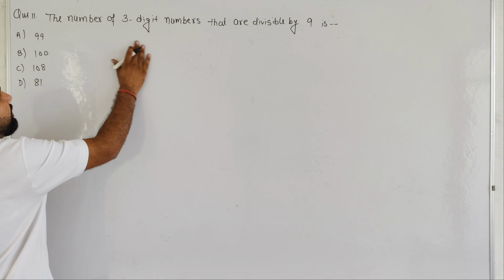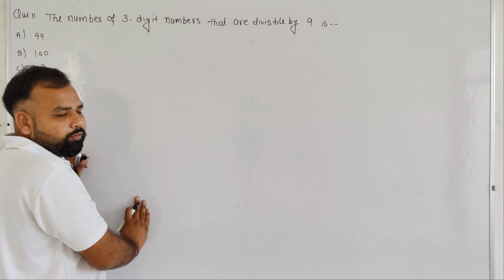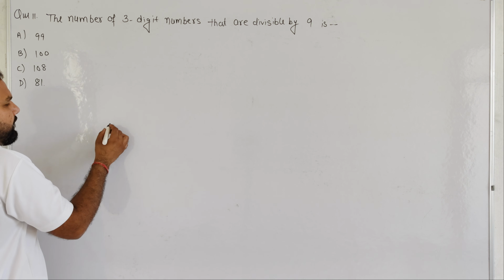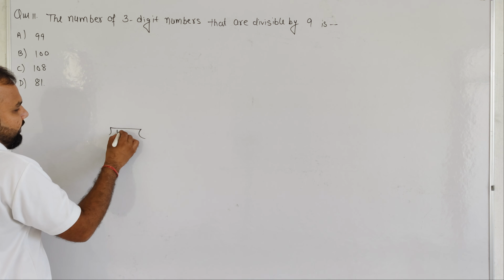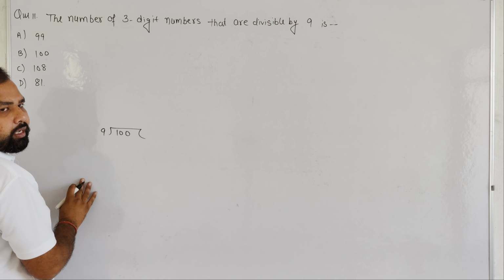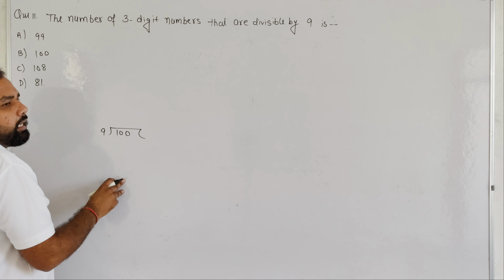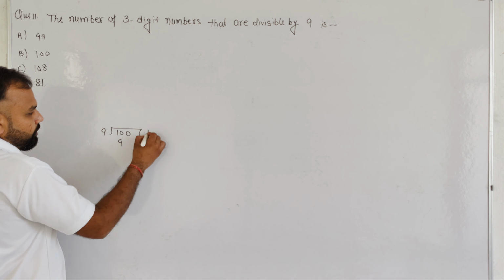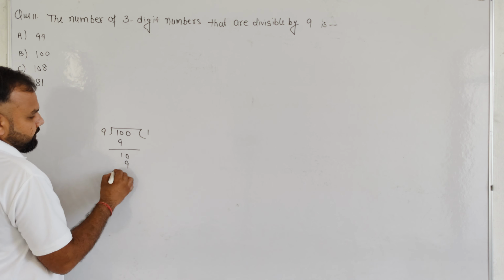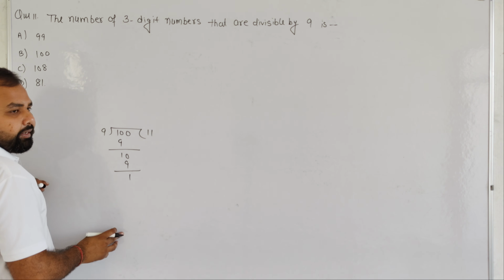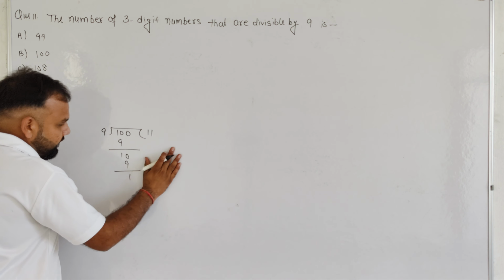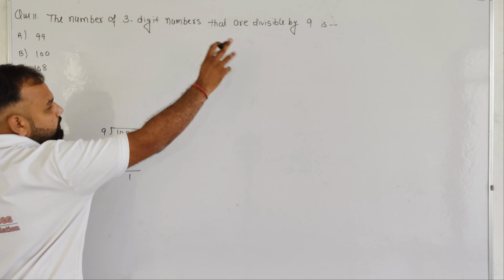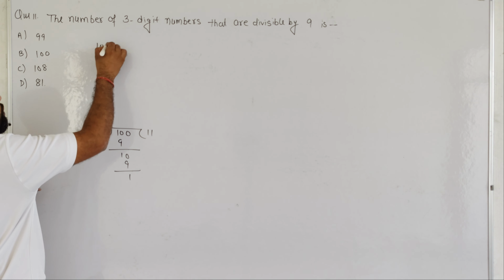So basically we know very well that 3-digit numbers start from 100. But 100 is not divisible by 9. So for starting purposes, we will divide 100 by 9 and check which is the first 3-digit number divisible by 9. 9 times 11 is 99, and there is 1 remaining. So basically, students, we can say that the first 3-digit number which is divisible by 9 is 108.